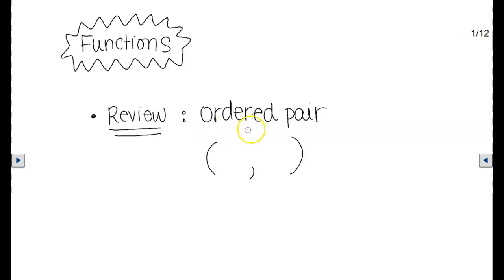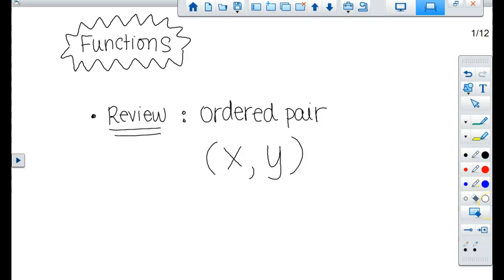Now, it's called ordered because the two numbers are always in the same order. What you have learned in the past is that your first number is your x-coordinate, and your second number is your y-coordinate. So anytime we see an ordered pair, there will always be an x paired with a y. X will be first, y will be second. Now, you know that you used ordered pairs in order to graph things.